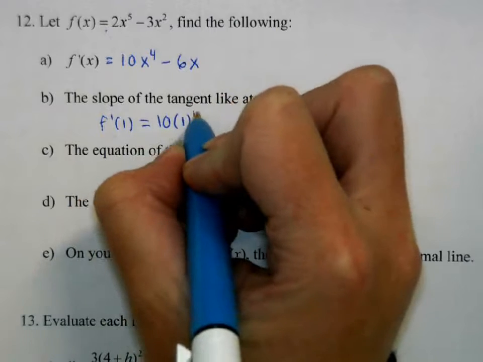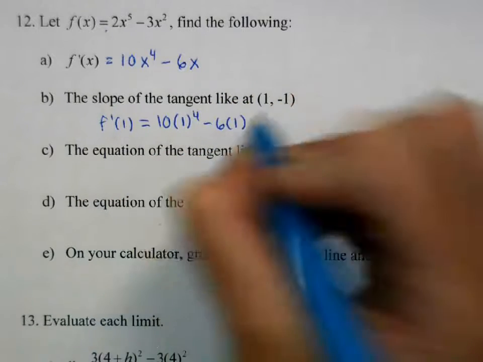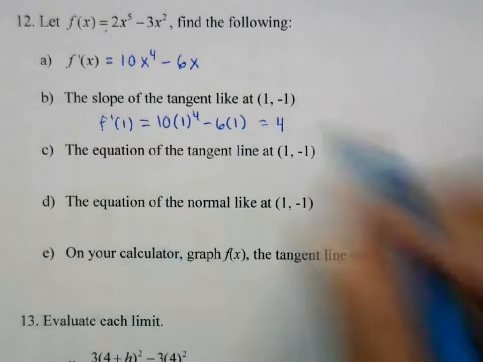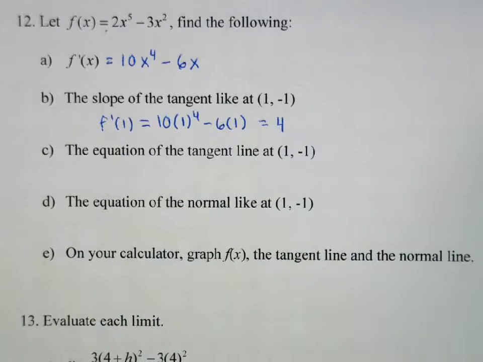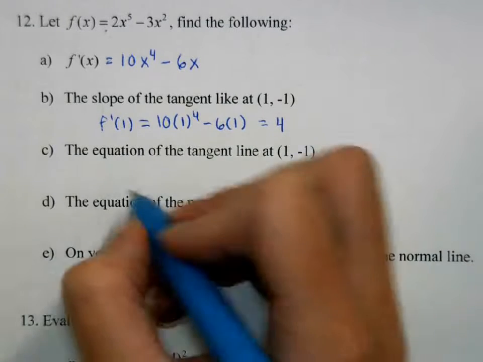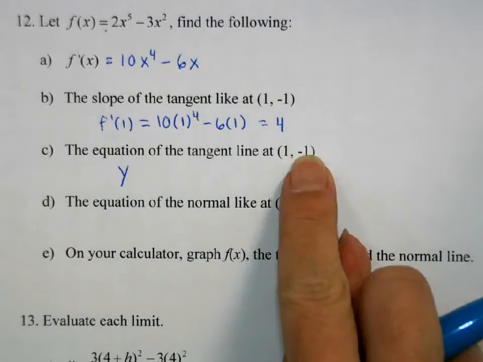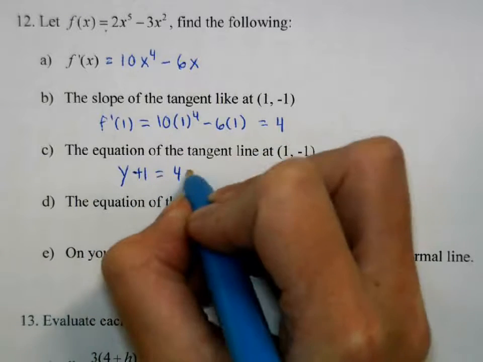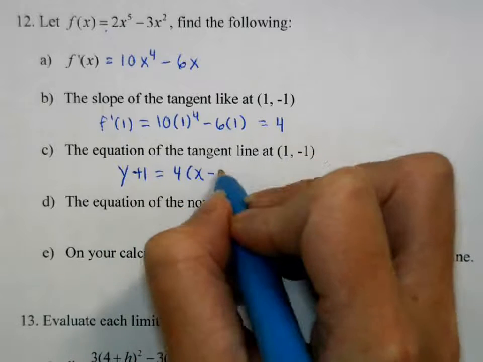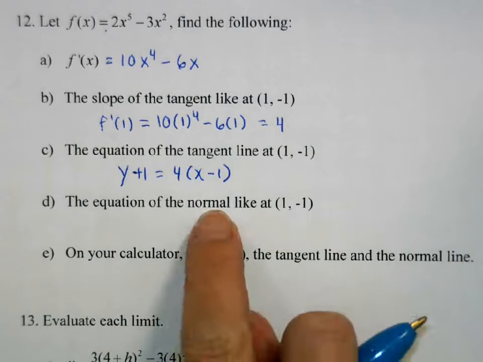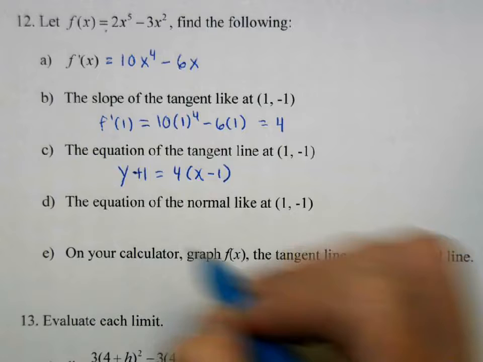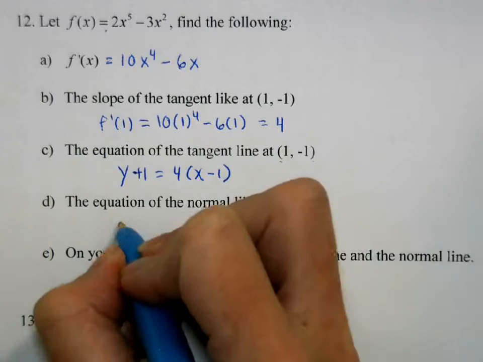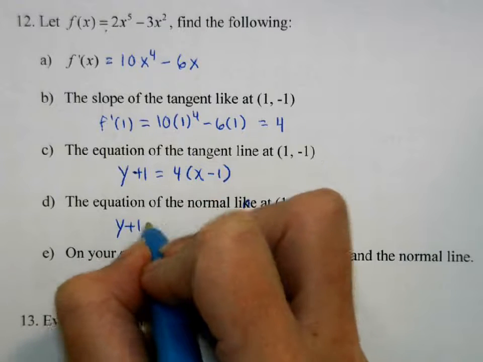And then the tangent line and the normal line. So the tangent line is going to be y, my y coordinate's negative 1, so y plus 1 equals 4x minus 1. Normal line, y plus 1 equals negative 1/4 x minus 1. And then you could graph all three on your calculator.